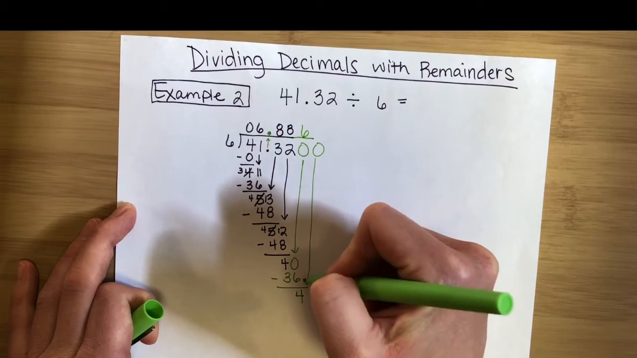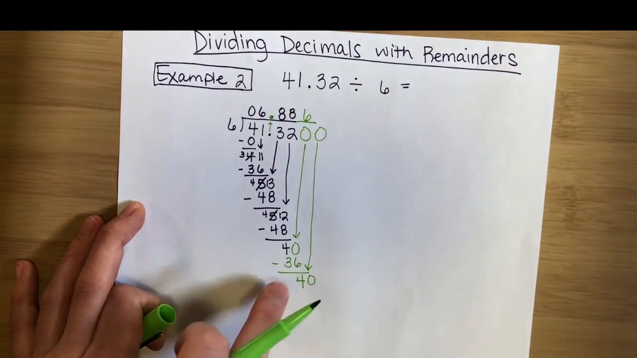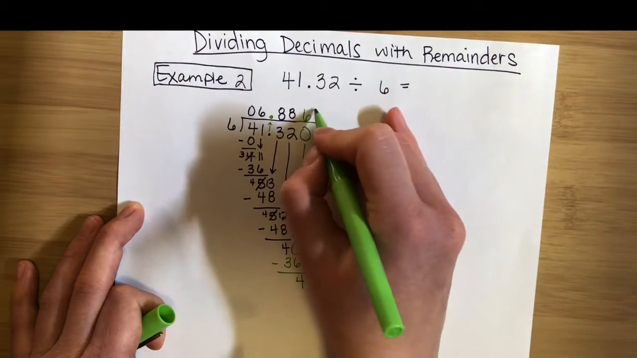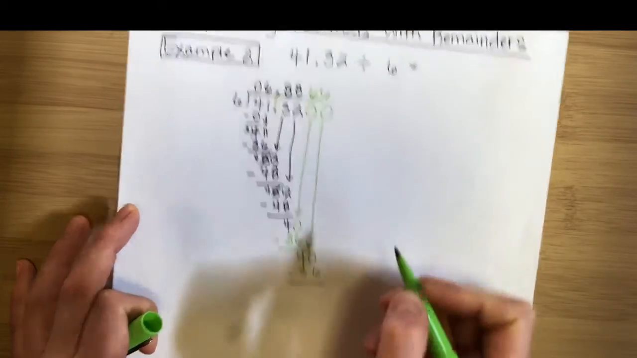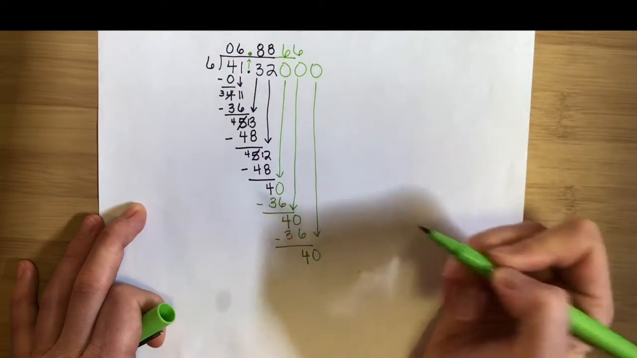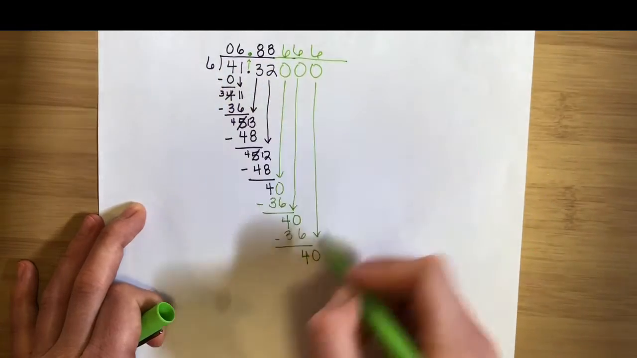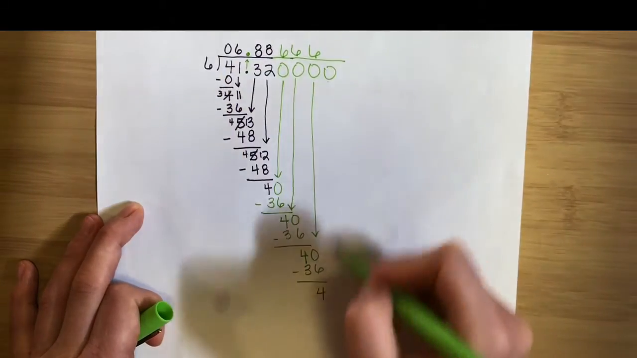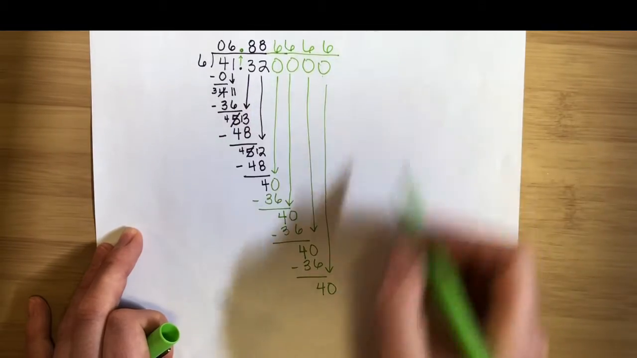And you can add another 0 and you can keep going, but every single time you're going to notice it's going to turn into a 40. So then 6 can go into 40 6 times. 6 times 6 is 36. When I subtract, I get 4. Add another 0, bring it down, I get 40. 6 can go into 40 6 times. 6 times 6 is 36. That's going to be 4. I could add another 0, bring it down again. 6 can go into 40 6 times. 6 times 6 is 36.